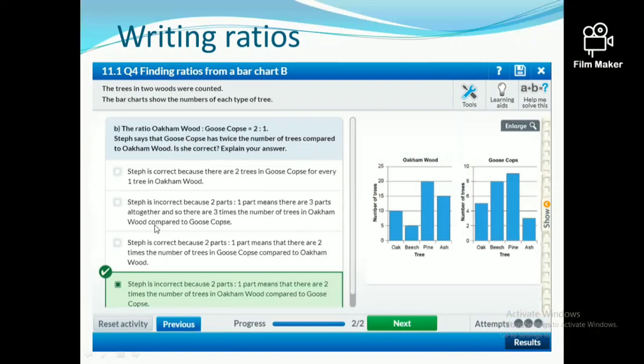This is the next part of the question. The ratio of oak woods to root crops is 2 to 1. Step says that the root crops have twice the number of trees compared to the oak woods. Is this correct? Explain your answer. Obviously this is not correct, because the ratio is oak woods 2 and the other crop 1. So Step is incorrect because 2 parts to 1 part means there are two times the number of trees in oak woods compared to root crops. So the ratio 2 to 1 is correct. Right. That's the answer for that.